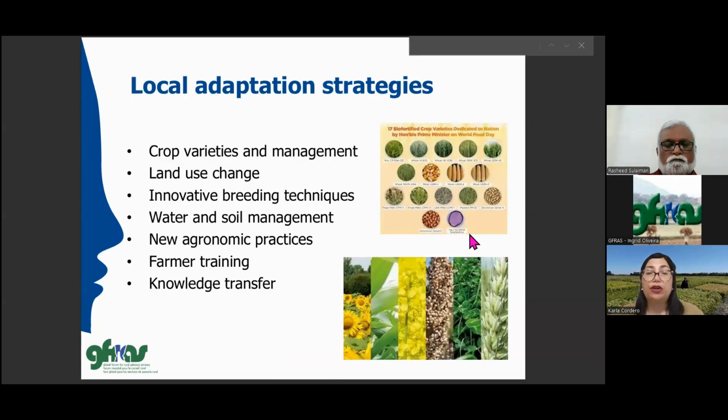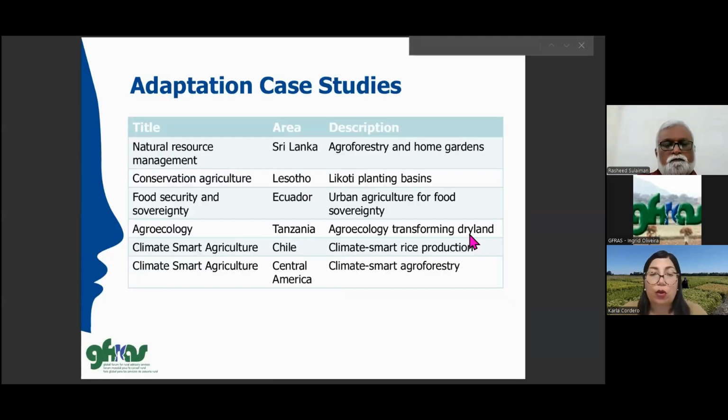For example, we're going to cover in this unit crop varieties and management. We have crops that have been improved that you can use to reduce the use of pesticides and the use of water, such as water-resistant varieties. Also, we can use innovative breeding techniques, water and soil management, and new agronomic practices that are more friendly with the environment. Obviously, the importance of farmer training and the transfer of knowledge.